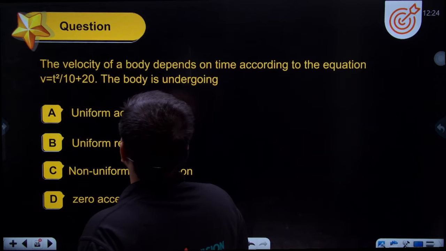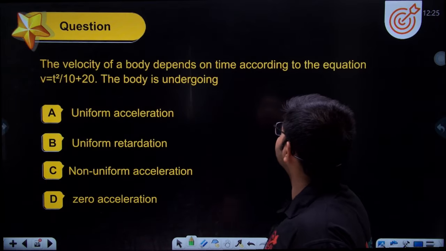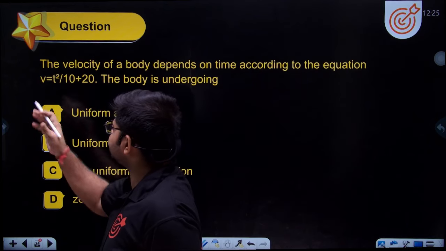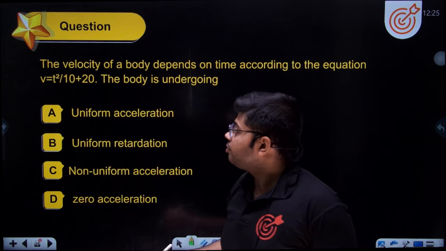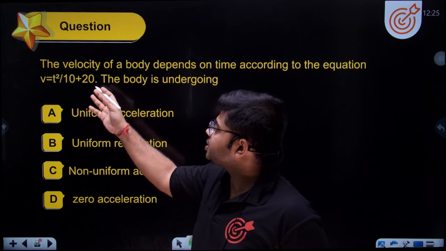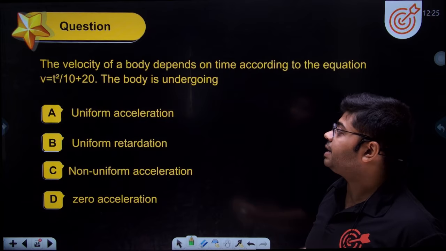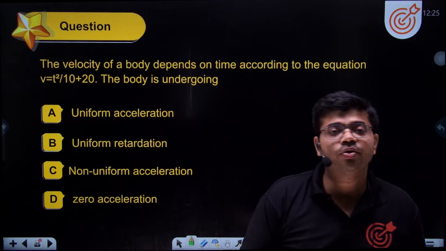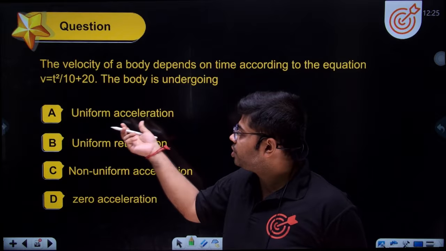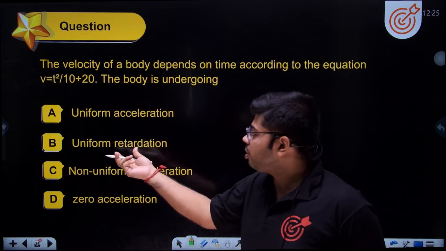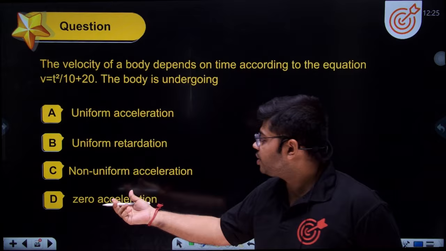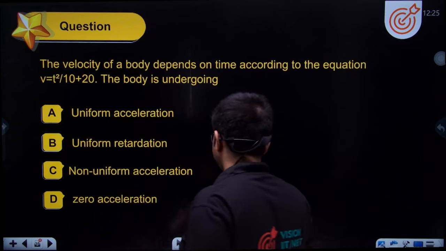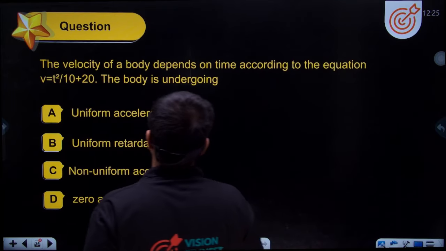The velocity of a body depends on time according to the equation. So this is again the velocity equation which is given to you. V is equal to t square by 10 plus 20. We need to find out what kind of motion the body is undergoing. Is it uniform acceleration, or uniform retardation, or non-uniform acceleration, or zero acceleration? So we will find out. Let us see. So the velocity equation is given to you.